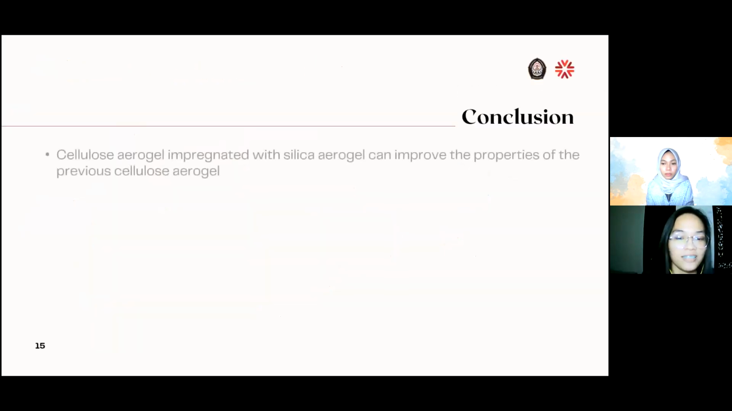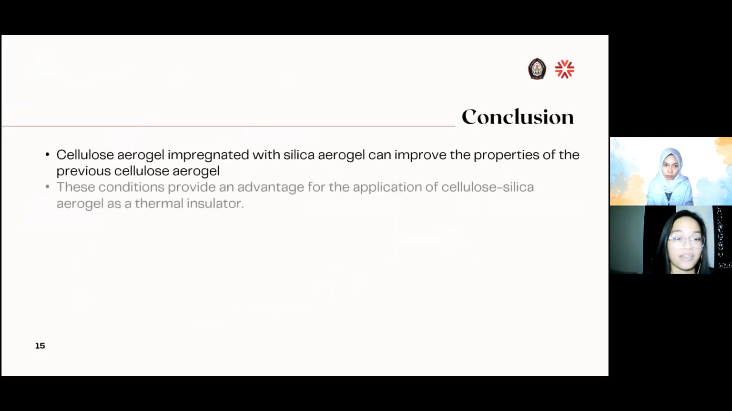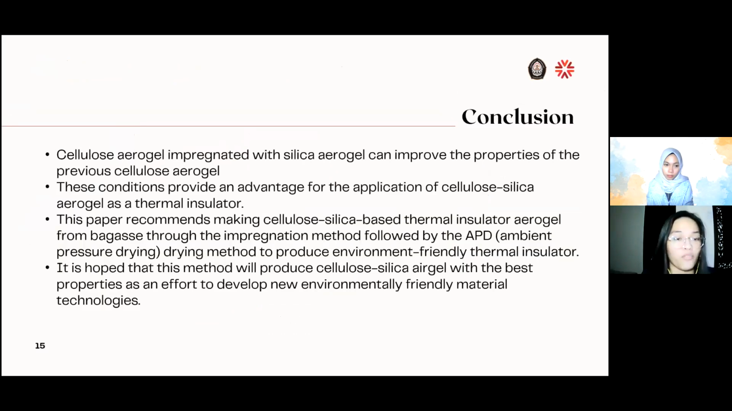The conclusion. Cellulose aerogel impregnated with silica aerogel can improve the properties of the previous cellulose aerogel, and this condition provides an advantage for the application of cellulose silica aerogel as a thermal insulator. This paper recommends making cellulose silica-based thermal insulator aerogel from bagasse through the impregnation method followed by ambient pressure drying to produce environment-friendly thermal insulator.